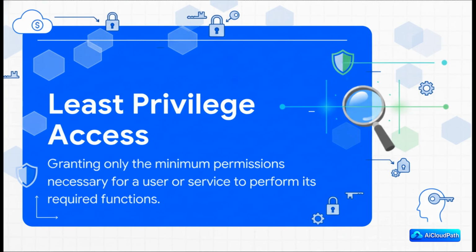Now, what's really interesting here is the core idea behind all of this: least privilege. The concept is super simple but incredibly powerful. You just don't give everyone the master key to the whole building. Instead, you give each person and each service only the bare minimum permissions they need to do their job, and absolutely nothing more. This just massively shrinks the surface area for a potential attack.